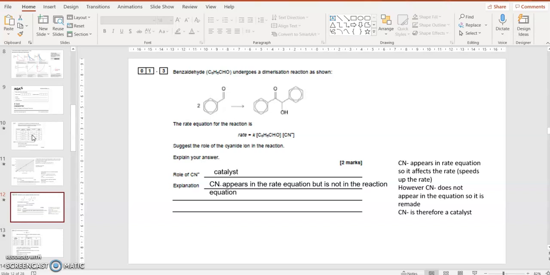Easier question now to compensate. It says, what is the role of cyanide? Well, it doesn't appear in the equation, but it does appear in the rate equation. It's having an effect on the rate, but it's actually not a reactant. It's not reacting, so it's a catalyst, because it appears in the rate equation, affects the rate, but it's not actually a reactant.